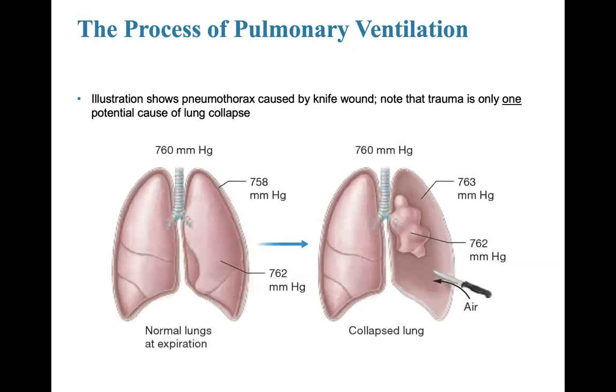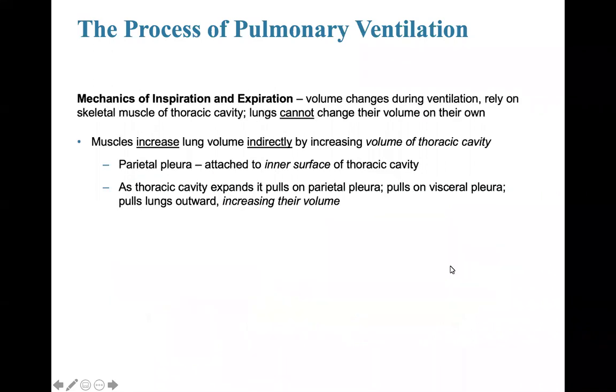So this illustration shows if you have a stab wound into the thoracic cavity, that can cause the lung to collapse. That will have to be repressurized, and first of all, you have to plug up the hole and then repressurize in order to expand the lung back out. This could also be trauma. If a rib punctures through as well, that can cause a pneumothorax.